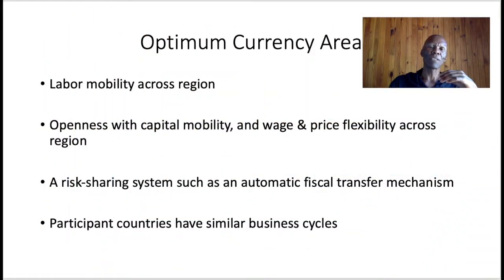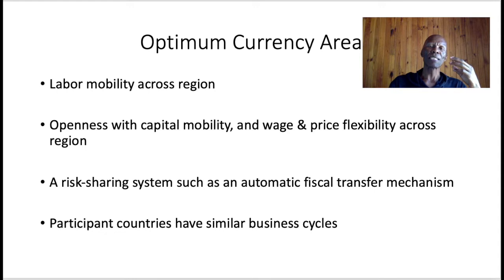As the theory stands, according to Wikipedia, there are 4 reasons or criteria that need to be met for an optimum currency area. These are, and I quote, labor mobility across the region, openness with capital mobility and price and wage flexibility across the region. This is so that the market forces of supply and demand automatically distribute money and goods to where they are needed. In practice, this does not work perfectly as there is no true wage flexibility.